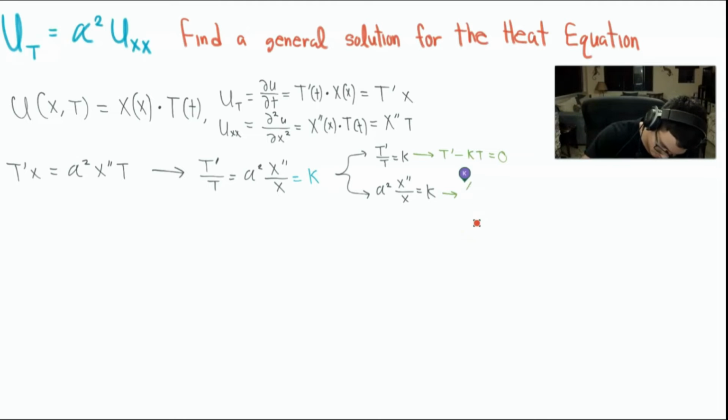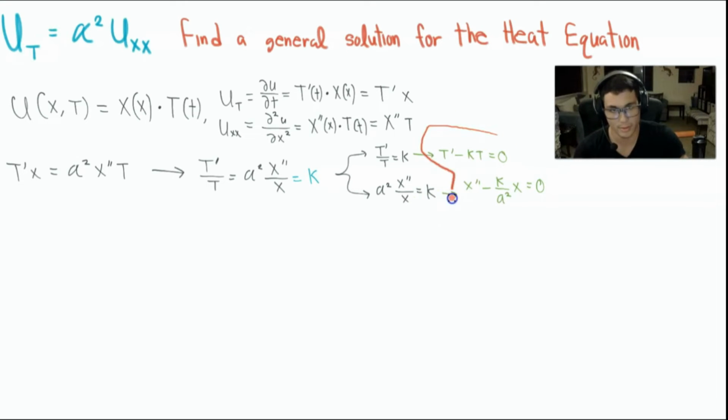I guess I could write this as alpha squared X double prime minus kX, and of course that is equal to 0. Okay, so now this looks familiar. This area looks familiar.